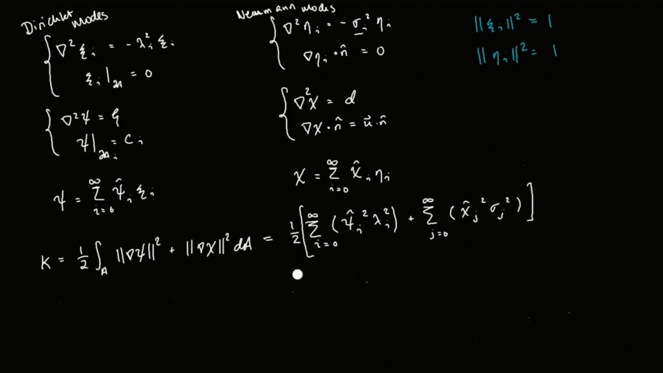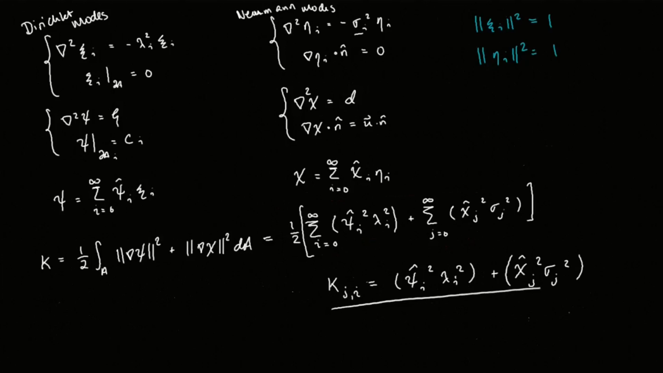So we call k, j I, is psi hat I squared lambda I squared plus chi hat j squared sigma j squared. This is the 1/2 out front, the energy density.